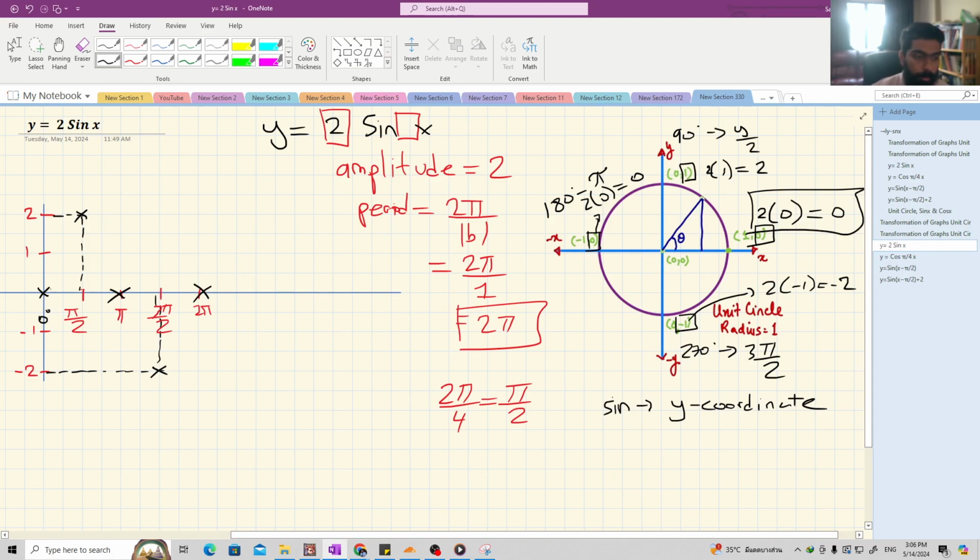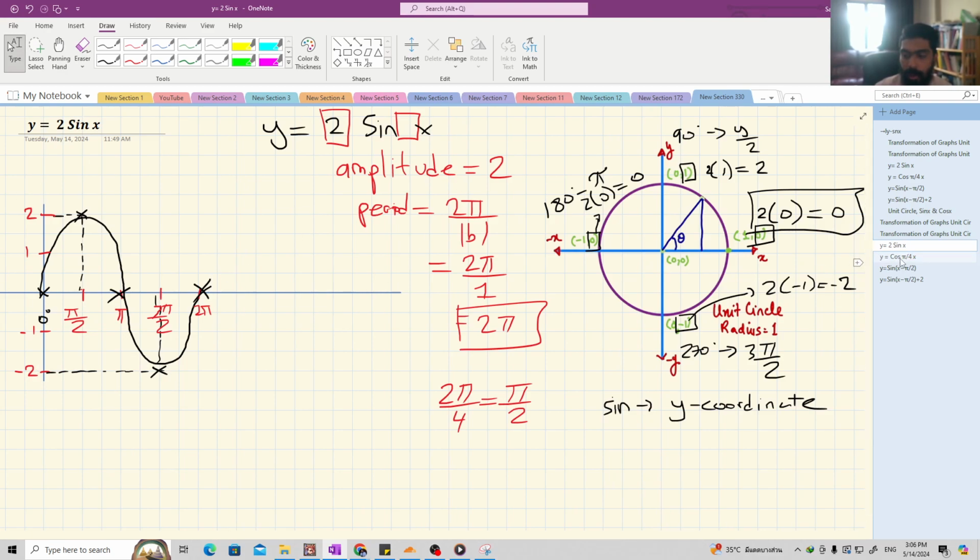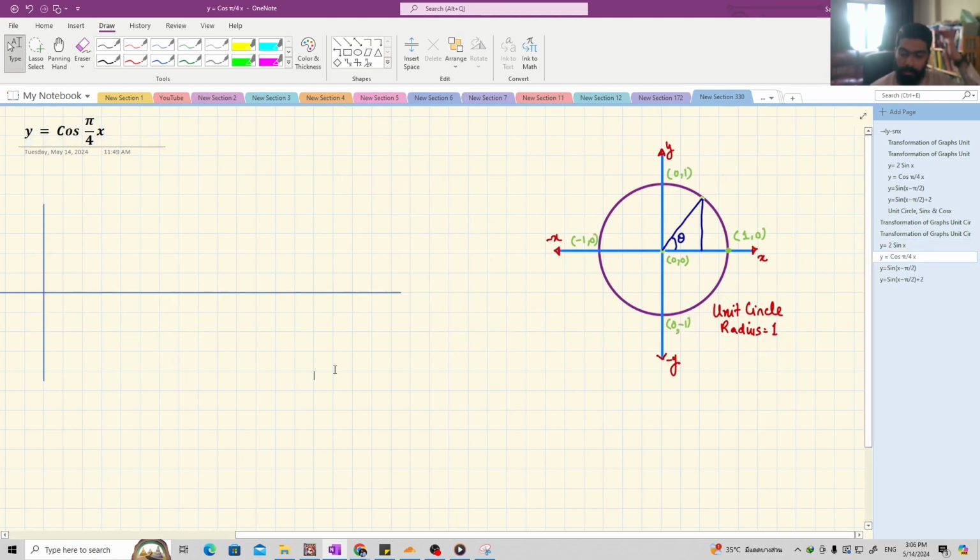Now, when we plot the graph for 2 sine of x, we are going to have a graph that looks something like this. All right, guys, something like this. This is when the amplitude is equal to 2. What that means is the graph is going to be stretched out. All right, guys. Now let us go to the next question here.